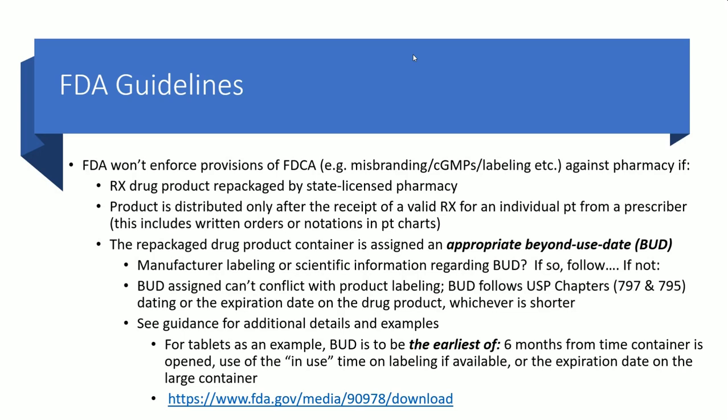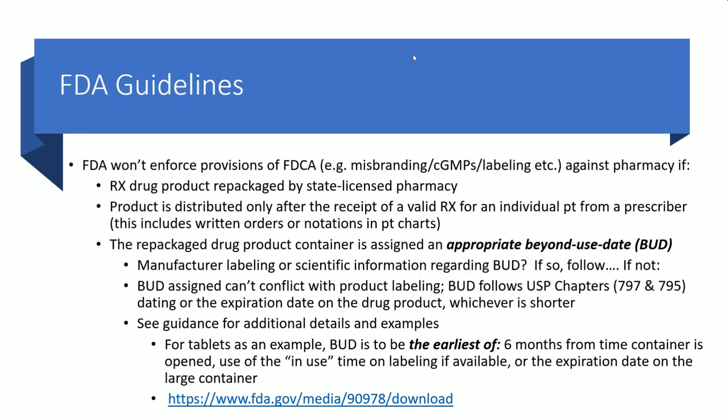So if you go to this guidance, it gives some examples and additional details. I'm not here to go over everything, but I do want to point out one thing, because it gives the examples for tablets or those solid dosage forms. It says the beyond use date is to be the earliest of 6 months from the time the container is opened, use of the in-use time on labeling if available, or the expiration date on the large container, whichever is sooner. So what this means is that when a pharmacy opens up that container of the manufacturer's, the beyond use date can't be beyond 6 months from that.